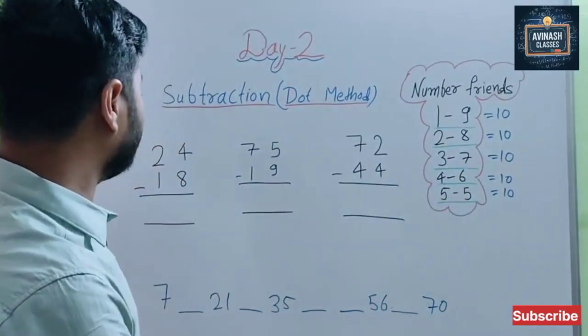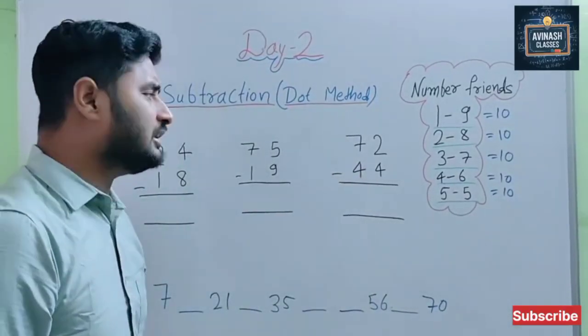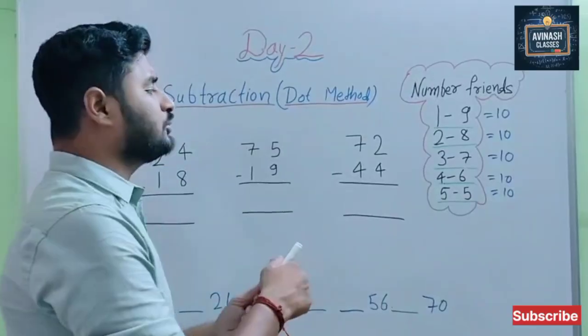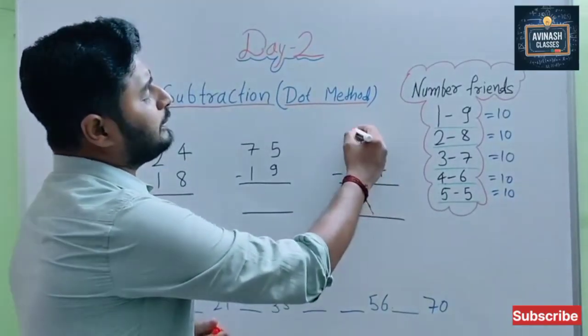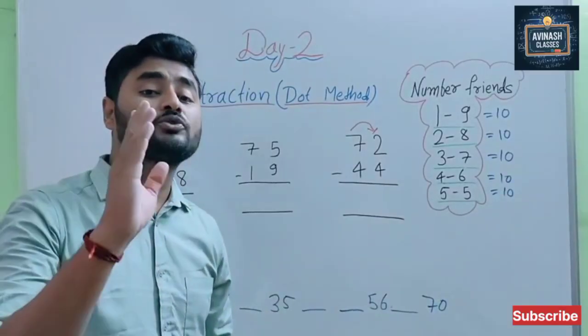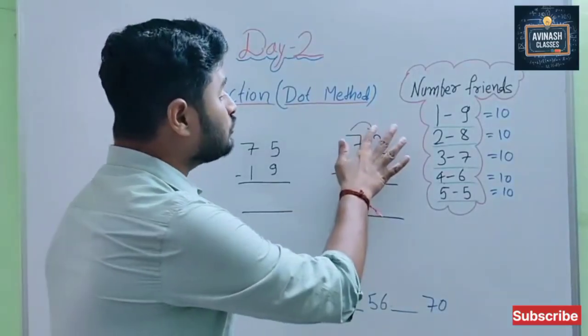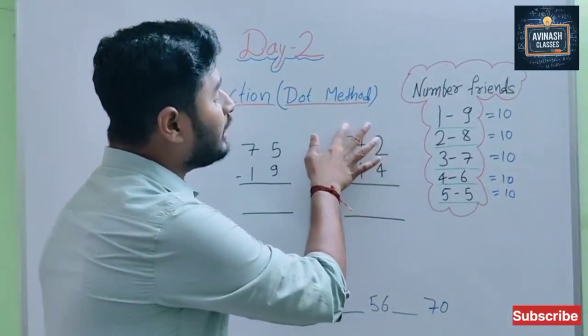So now we are learning how to do subtraction. One method we already learned: we have 2 minus 4, so we have to take a carry and all these things. I know many students face problems in this, and I also faced many problems. So right now we are going to learn the dot method.